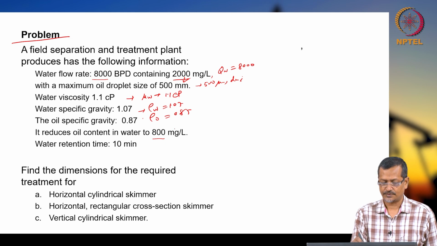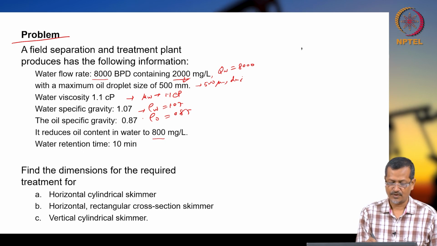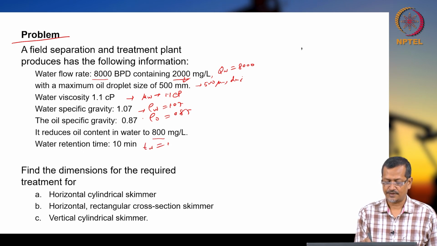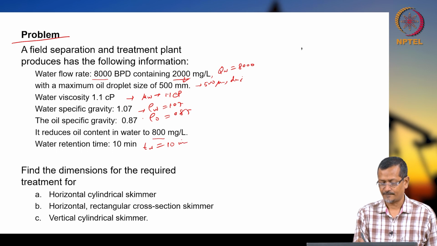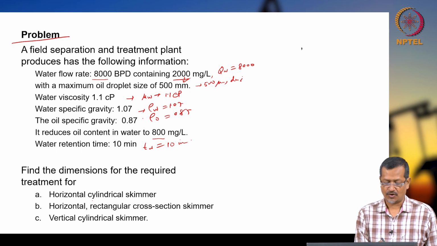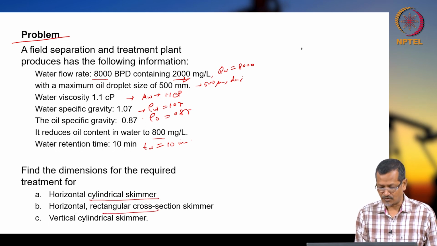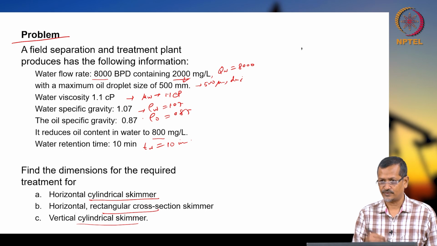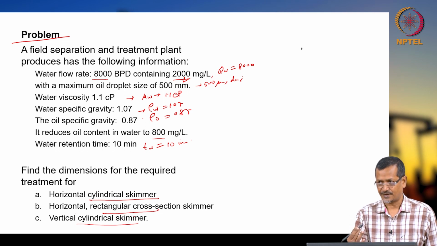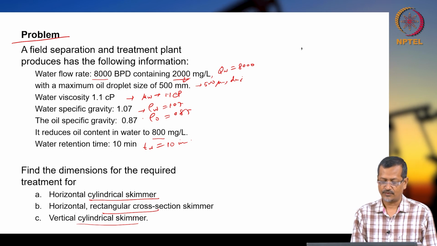So, for oil content we have to put some name, but I am not giving any name now. Water retention time T water 10 minutes is given. Find the dimensions for the required treatment if I am using a horizontal cylindrical separator, a horizontal rectangular cross section, or a vertical one. So, what will be the calculation for that? We have gone through all the formulas actually, so we will start one by one.